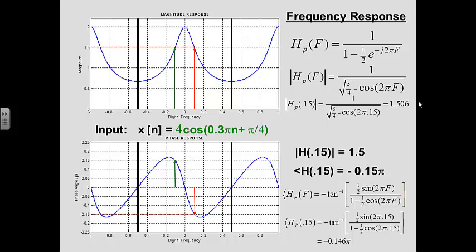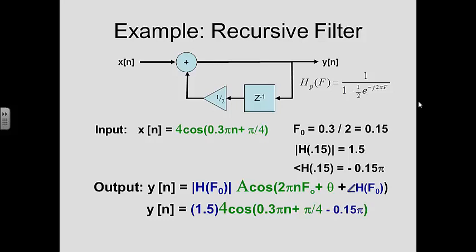Because what's going to come out is the original signal scaled by 1.5 and shifted by minus 0.15 pi. Right? So we take that original function, 4 cosine 0.3 pi n plus pi over 4. We scale its magnitude by the 1.5, add the minus 0.15 times pi to the phase, and what comes out in the steady state is 6 cosine 0.3 pi n plus 1/10 pi.